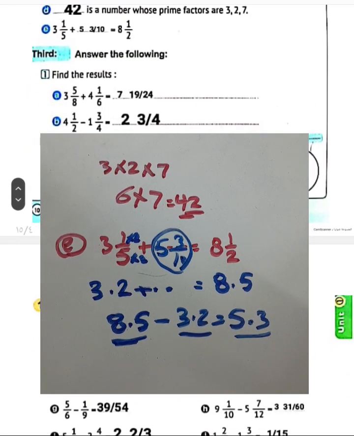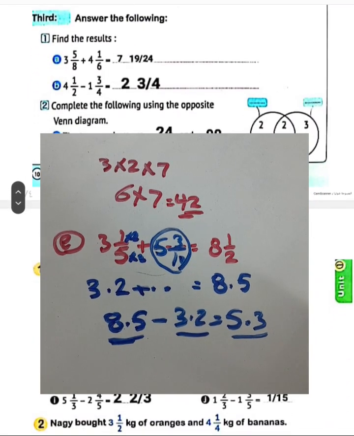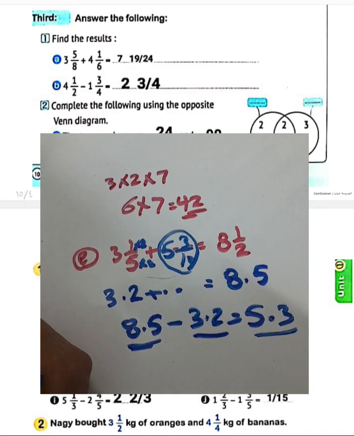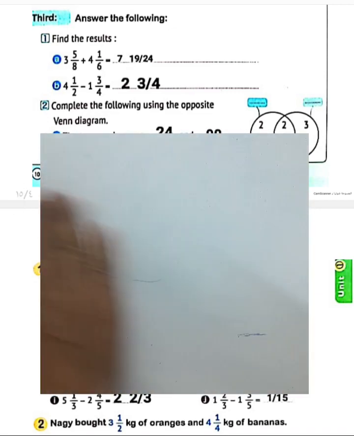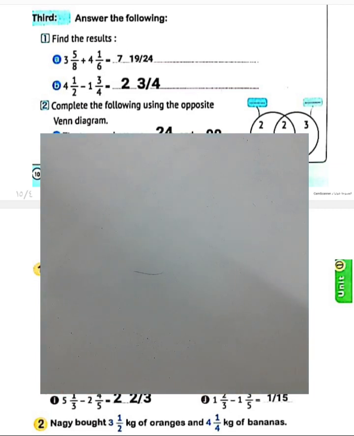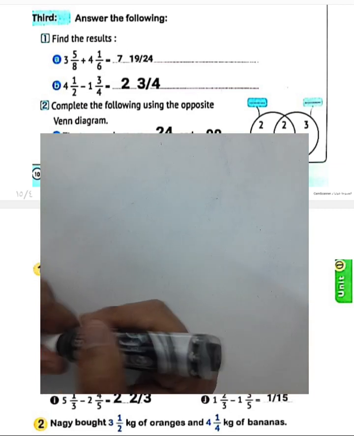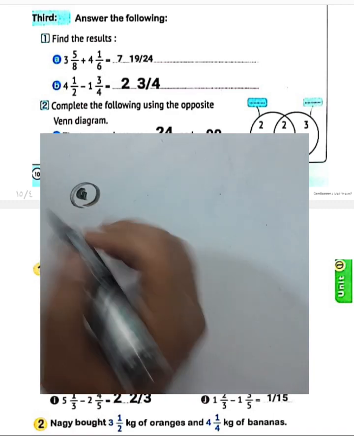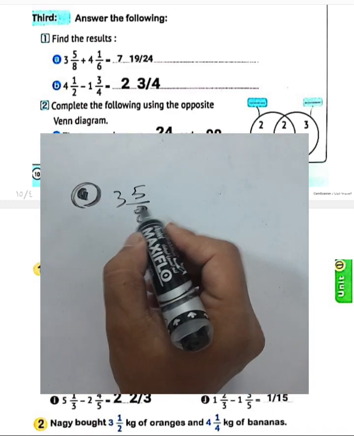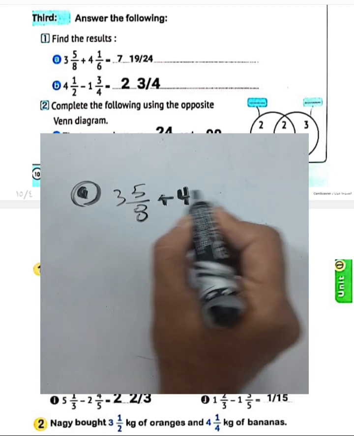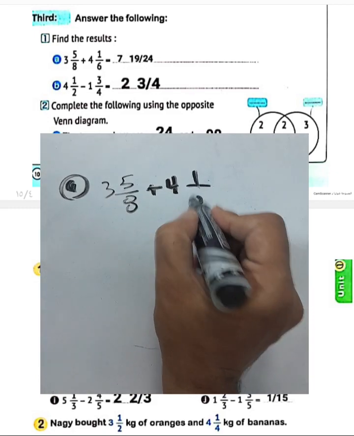Next question here, third, find the result. Letter A. Here we want to find the result. What about this example? Find the result. We must add two mixed numbers here. Letter A. We have 3 and 5 over 8 plus 4 and 1 over 6.